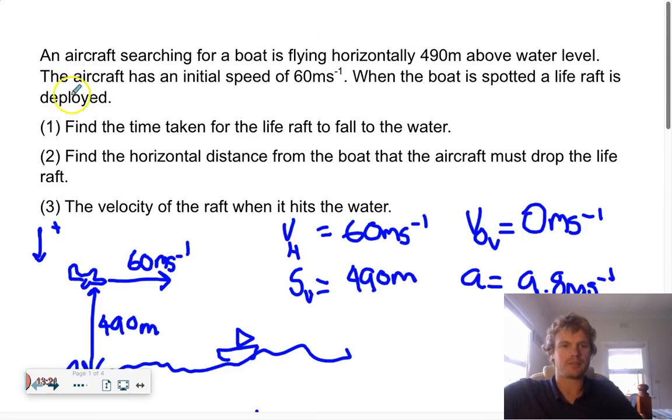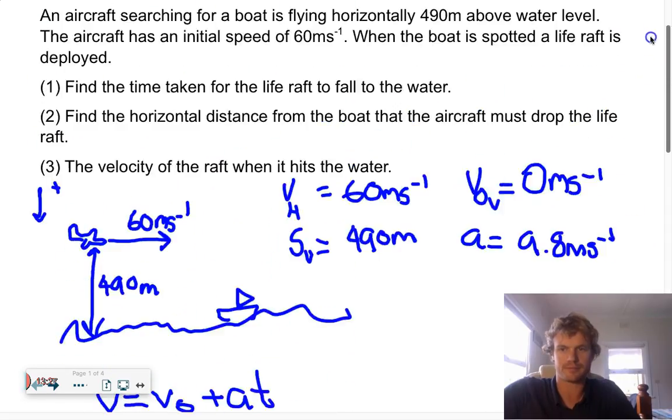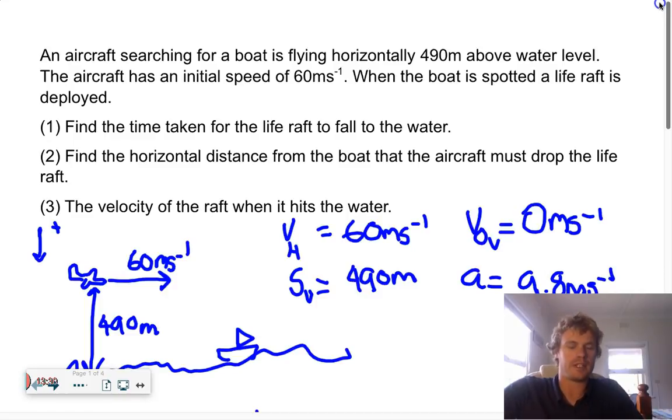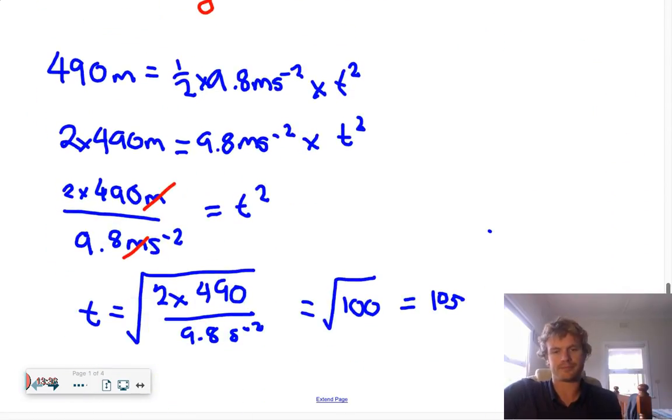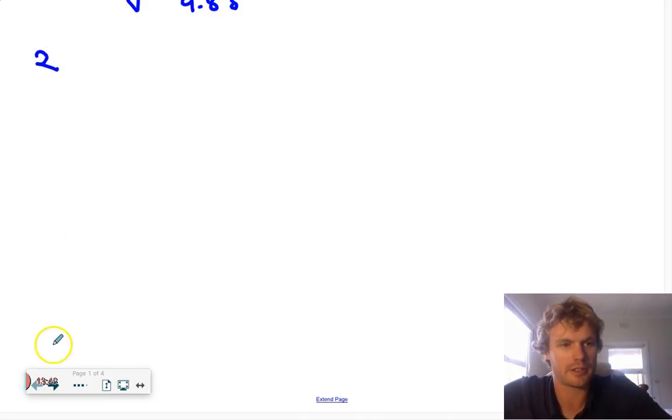So part 1 was find the time taken for the life raft to fall to the water. The time taken was 10 seconds. So now we want to find the horizontal distance from the boat that the aircraft must drop the life raft. I'll change the colour for the next part of the question.